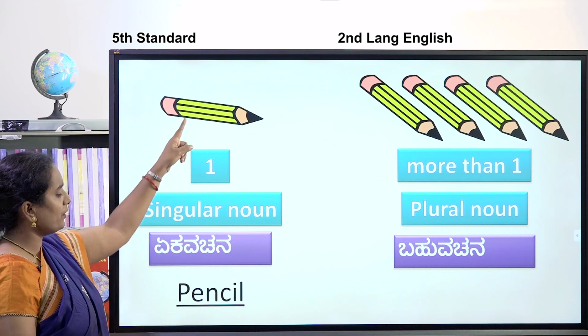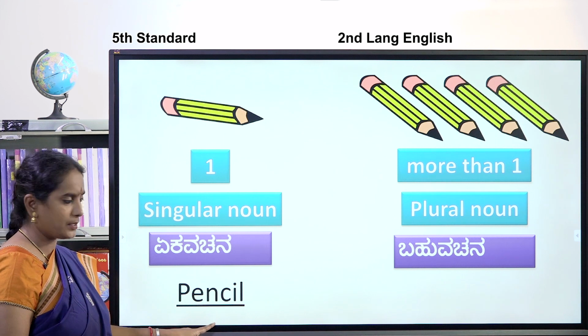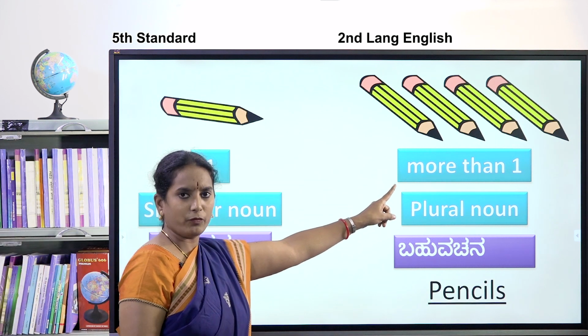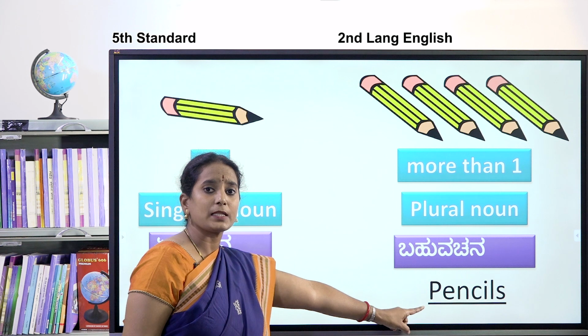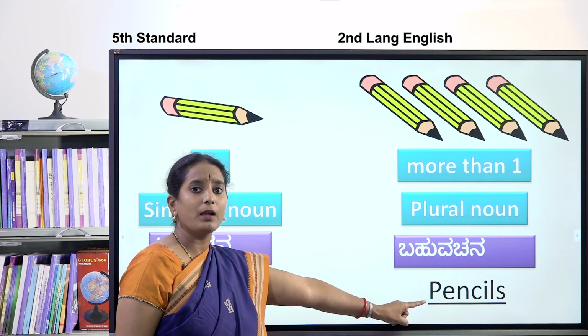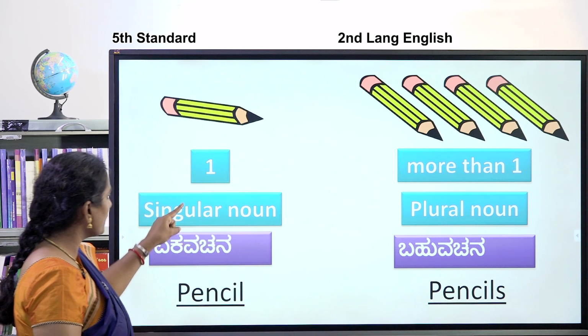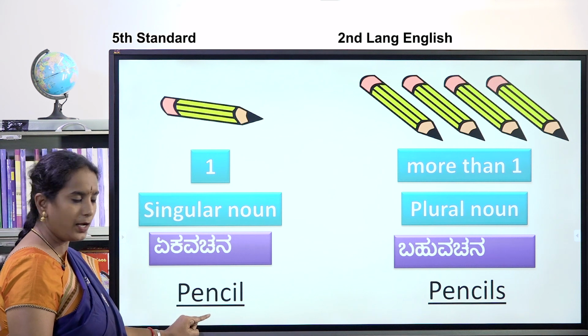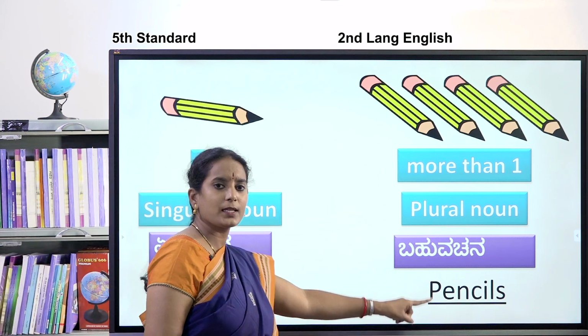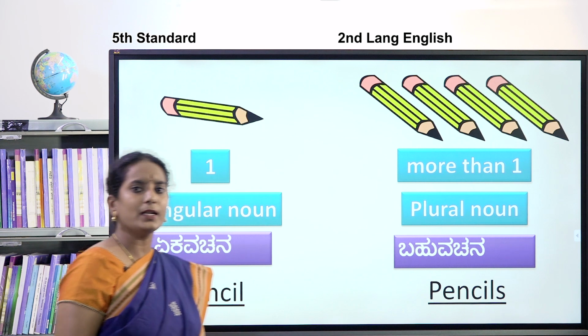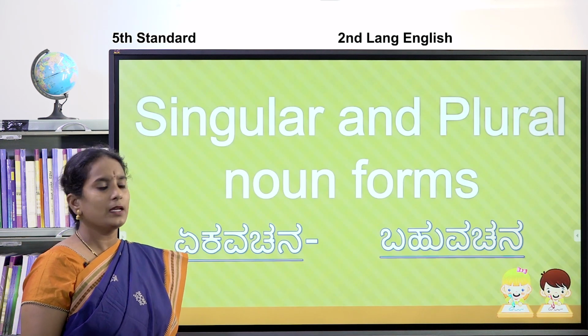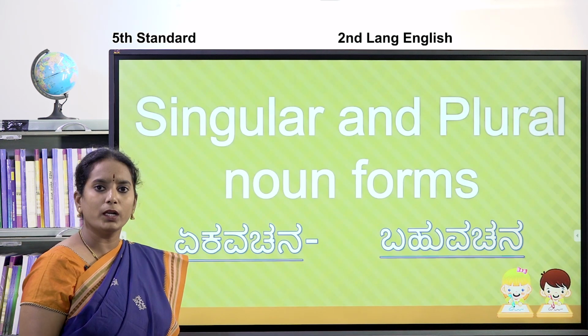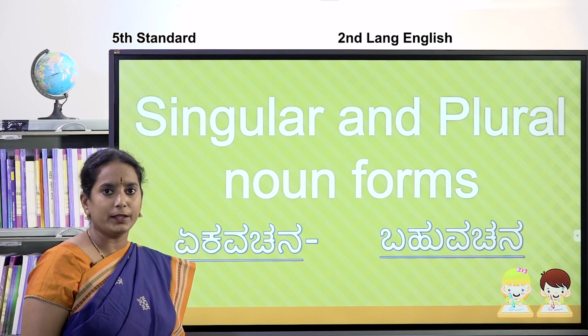When it is one, we call it as pencil. When it is more than one, we call it as pencils. What do we call? Pencils. So, the singular noun is pencil and the plural noun is pencils. Now, let us learn how to write the singular and plural noun forms for other words.